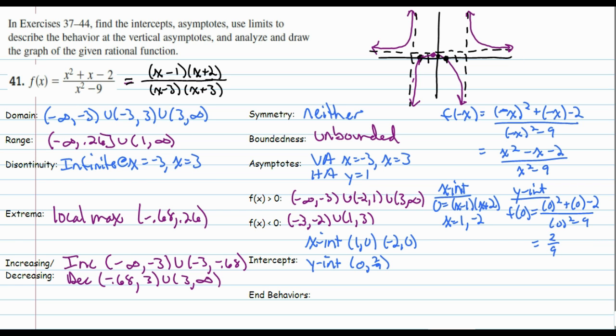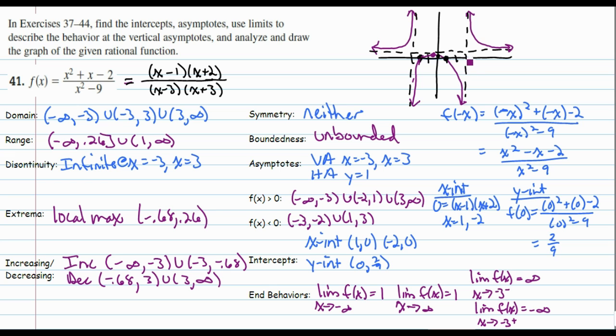There are again 6 end behaviors to describe. The end behaviors associated with the horizontal asymptote, the y values both approach the horizontal asymptote value of 1 as x approaches -infinity and positive infinity. The end behaviors as the function approaches the vertical asymptote from the left and the right at x equals -3 are positive infinity and negative infinity respectively. The end behaviors as the function approaches the vertical asymptote at +3 from the left and from the right are negative infinity and positive infinity respectively.